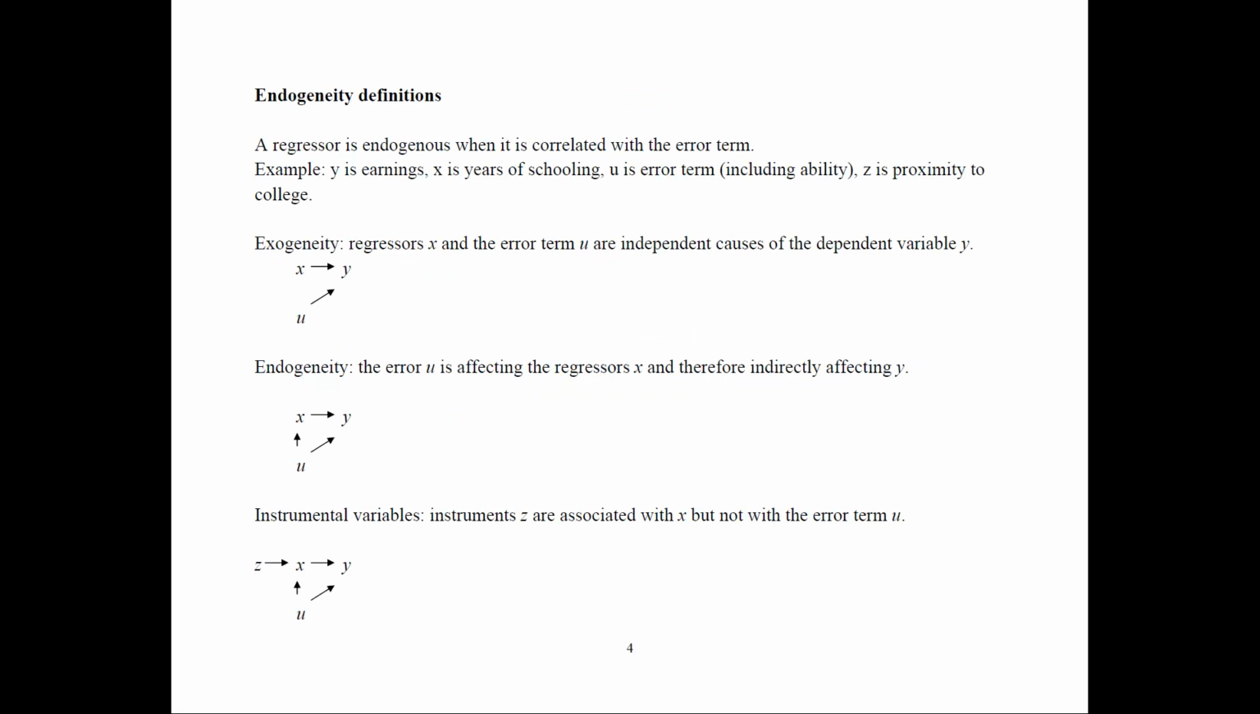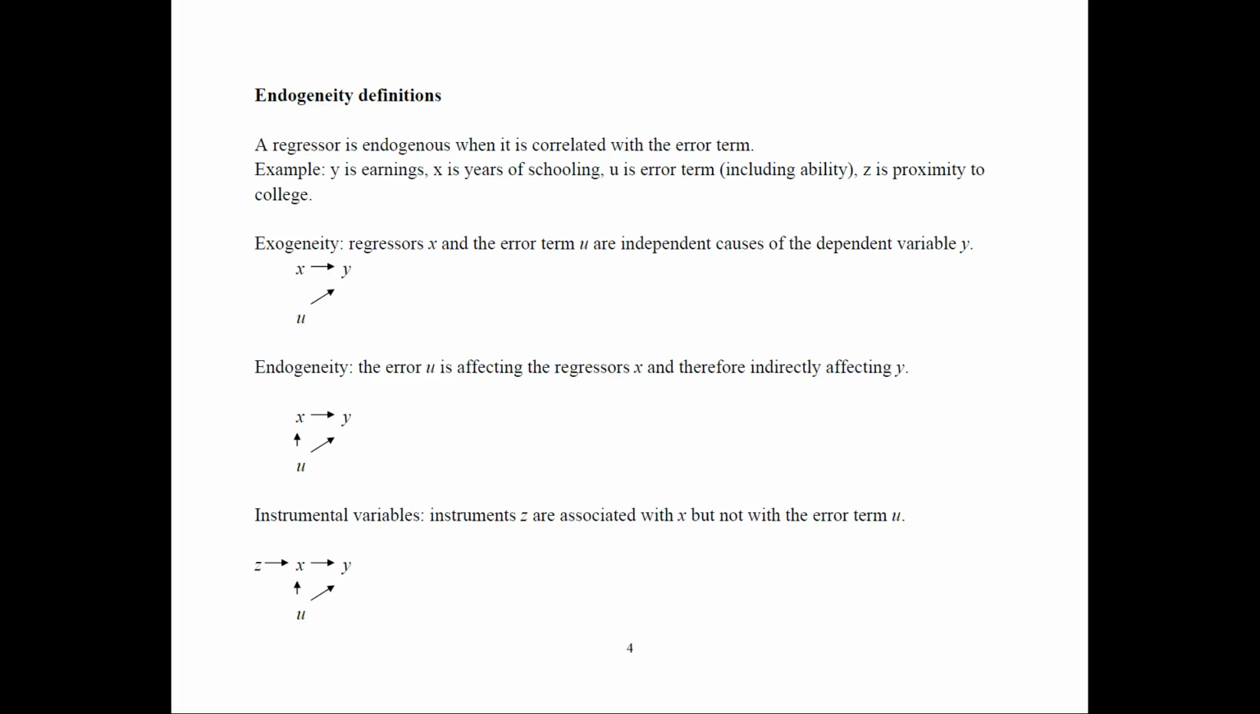So here are definitions of endogeneity. A regressor would be endogenous when it is correlated with the error term. Let me provide a simple example here. In this case, Y would be earnings, X would be the years of schooling, U would be the error term, which would include this ability that is an unobserved variable, and Z would be the proximity to college.